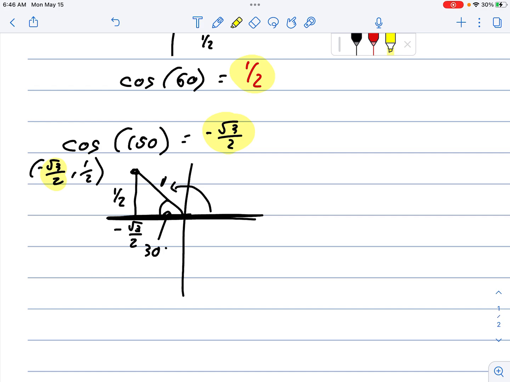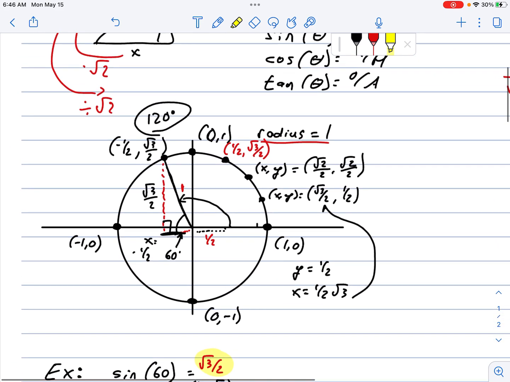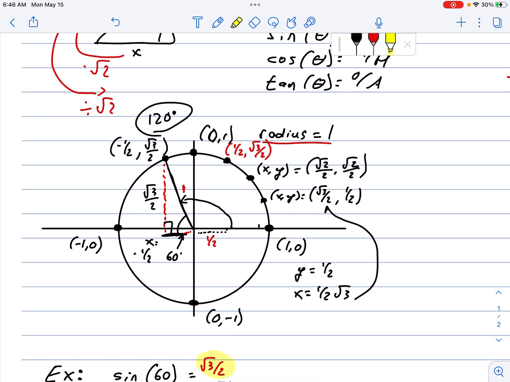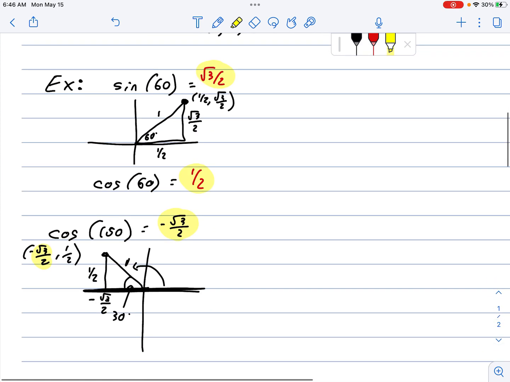So as long as you know your 30, 60, 90, you can always find the value. Some students memorize this whole thing. I don't know if that's worth it, because once you know your 30, 60, 90, you could get it relatively quickly. Draw your little triangle, label your two sides, cosine comma sine, boom.